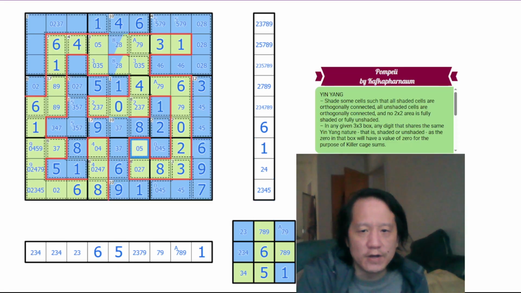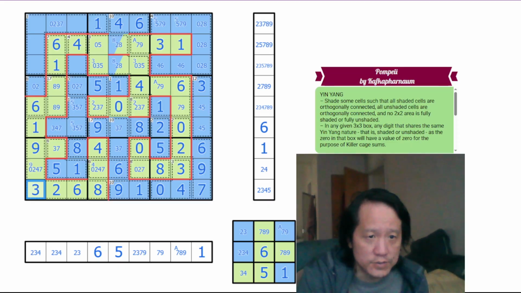So this cannot be 5. This is 0, this is 4. This is 0, 4 there, so this is 5, this is 4, that's 0. This can't be 0, 4, 5, so this is 9. No 9 here. No 5 here because of the 5 in the box. The 5 has to be one of these. 0 eliminates 0 here, so this is 2. No 0, 2, or 4, so that's 3, which makes this 7.